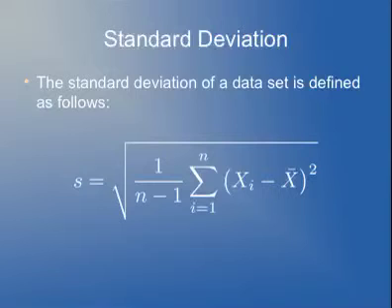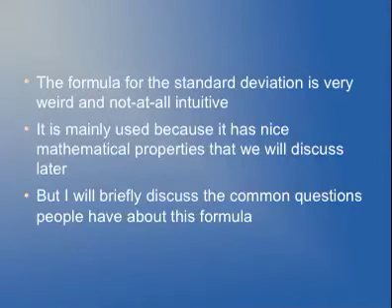So hopefully that's not right behind my head. Okay. So you see here that it's kind of a complicated formula because you're taking the square root of 1 over n minus 1 and then taking the sum of the difference squared between each observation and the average value. So it's sort of complicated, and thankfully we can have R or other programs do it for us. It's mainly used because it has nice mathematical properties that we'll discuss later.